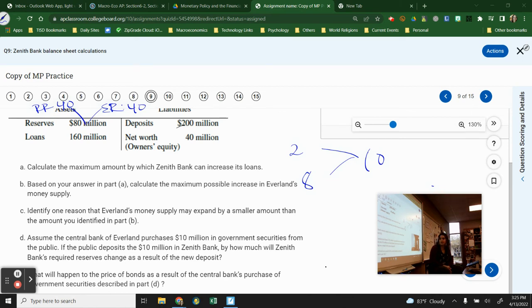So here's how I would write it. Excess reserves was 40 million. Excess reserves is now 42 million because of the deposit. That's a change of $2 million. I'd say what it was, I'd say what it is now, I'd say the change. Okay, so it's now.